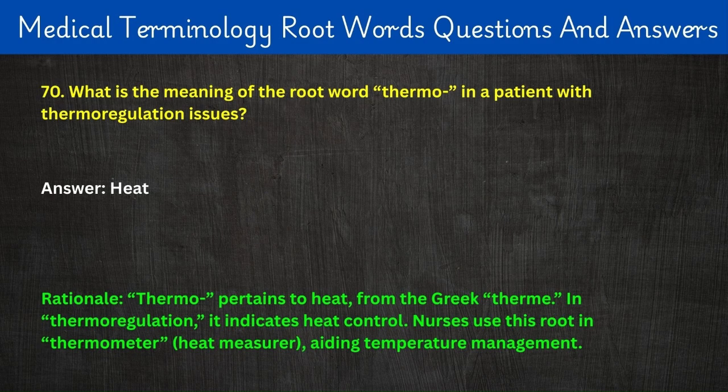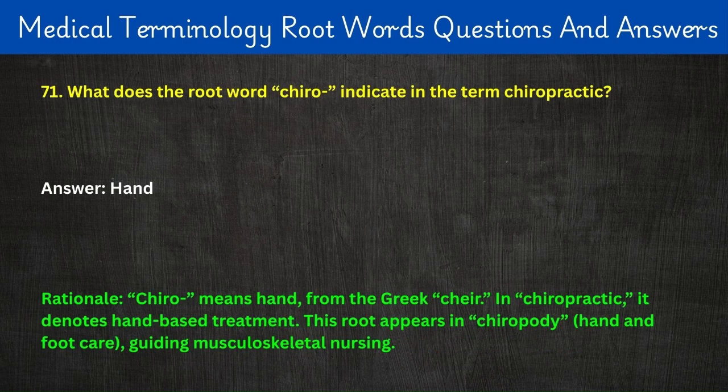Answer: heat rationale. Thermo- pertains to heat, from the Greek therm. In thermoregulation, it indicates heat control. Nurses use this root in thermometer, heat measurer, aiding temperature management. 71. What does the root word chiro- indicate in the term chiropractic?